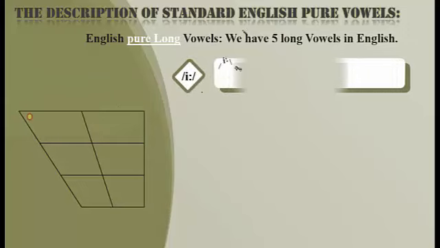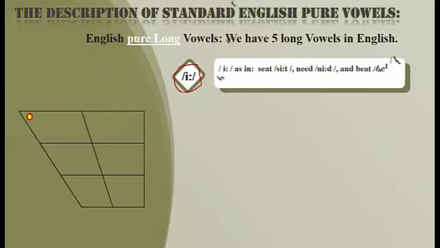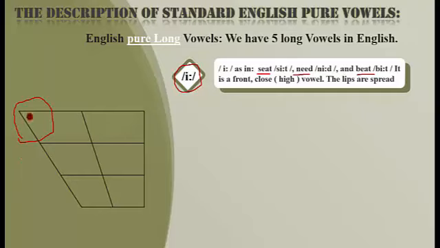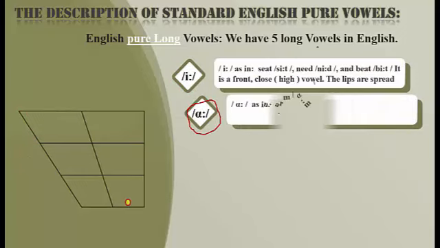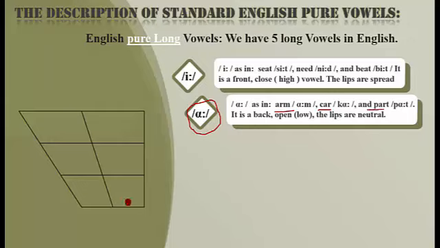The first long vowel is the E sound, as in seat, need, and beat. As shown in the figure, this is a front close vowel. The lips are spread. Next is the R sound, as in arm, car, and part. If we examine its position in the figure, we realize that this is a back and open vowel. The lips have a neutral shape.